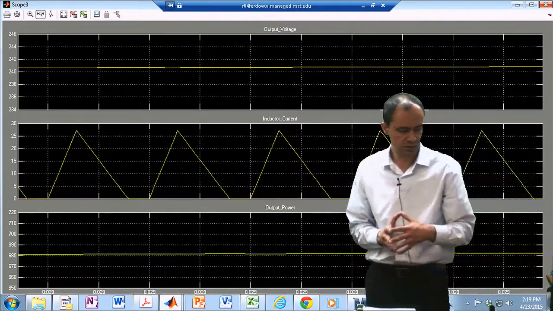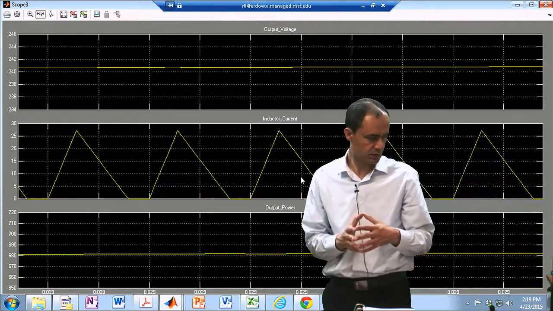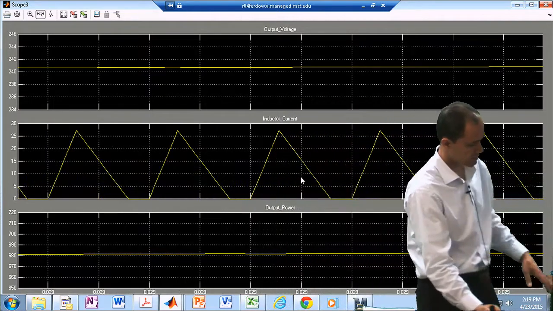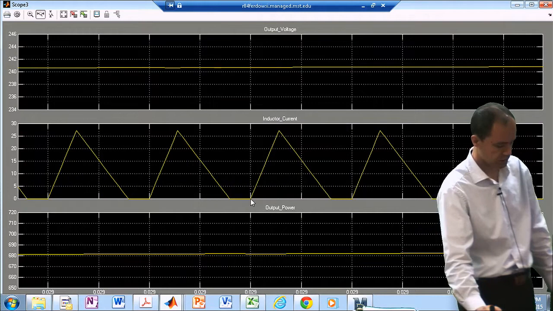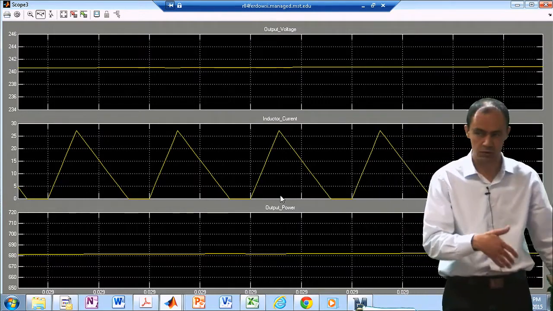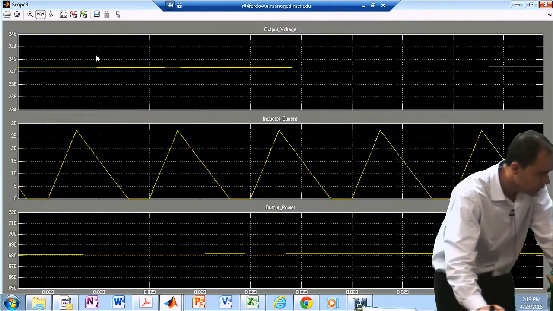You can see that the inductor current is in DCM, discontinuous conduction mode. This is the beginning of the cycle. You turn the switch on, it goes to a particular value, and then T on arrives, which is 28% of the period, and then you turn the switch off, and it goes down.